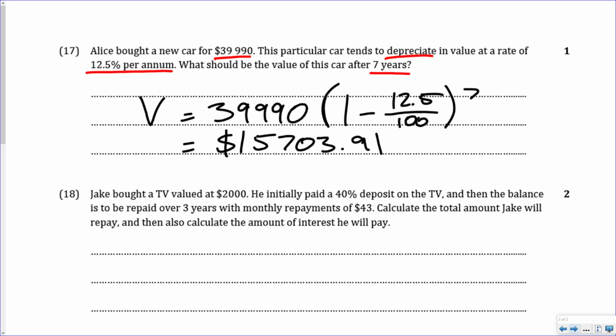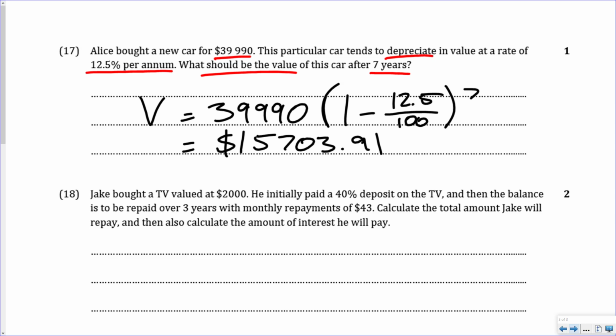Also, just one other thing. The question is just asking what should be the value of it. The question could have also asked, well, how much has it depreciated by? So what you'll do is you'll subtract that answer from the principal, because that's asking you how much did it go down by, which by the looks of it, just really quickly, it looks like it's gone down by $24,000 in those 7 years.